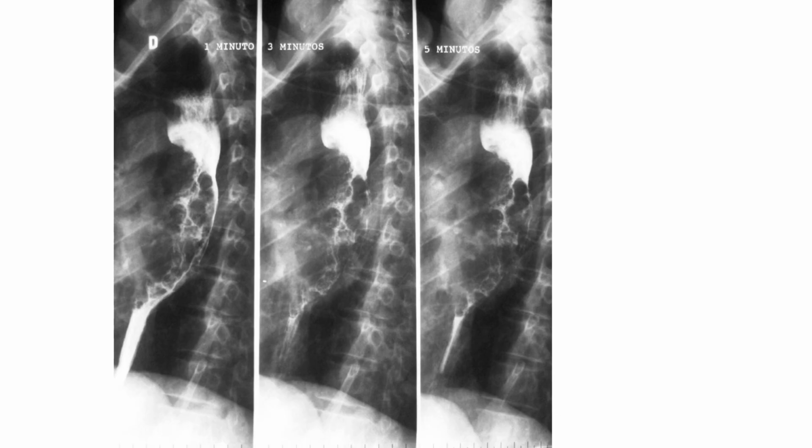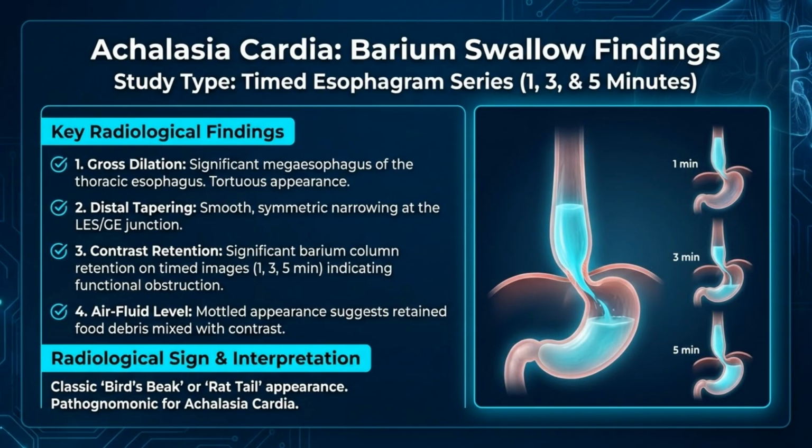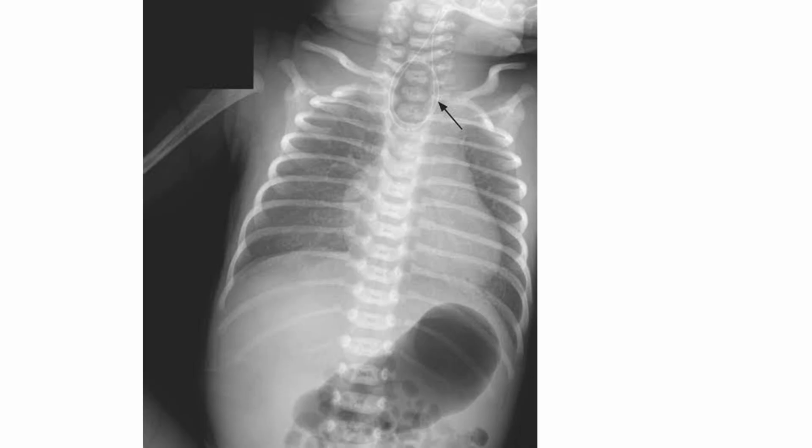Here are sequential X-ray images taken at 1, 3, and 5 minutes, showing the passage of contrast material. These are barium swallow findings for achalasia cardia, based on a timed esophagram series. Key findings include gross dilation, distal tapering, contrast retention, and an air fluid level, creating the classic bird's beak or rat tail appearance. This chest X-ray shows an inserted tube coiled in the upper chest, as indicated by the arrow.